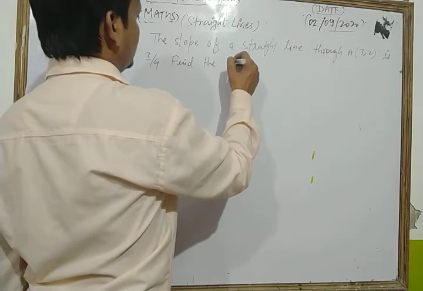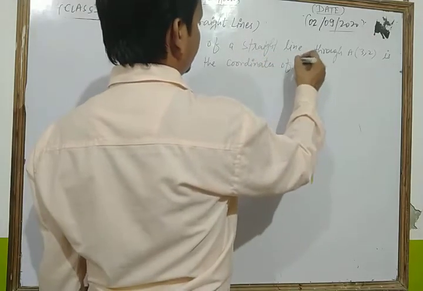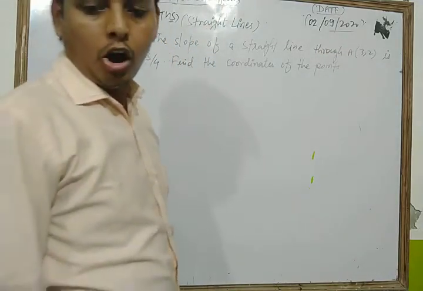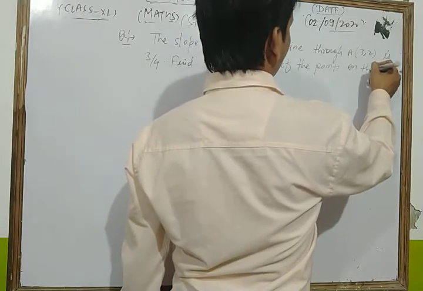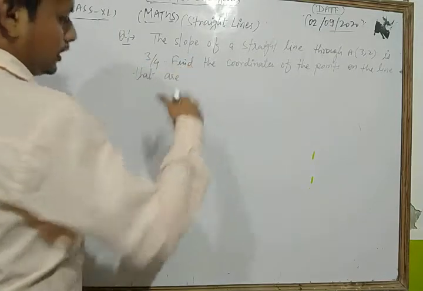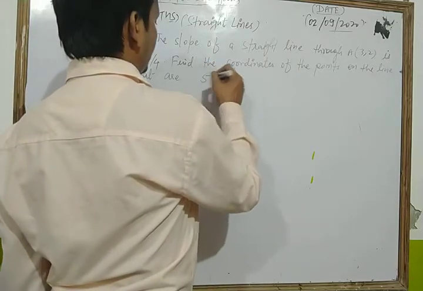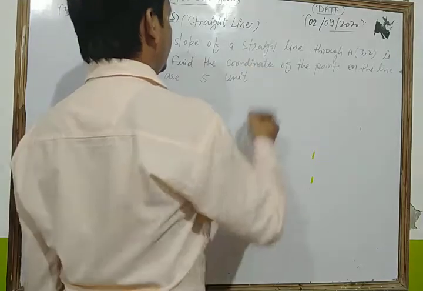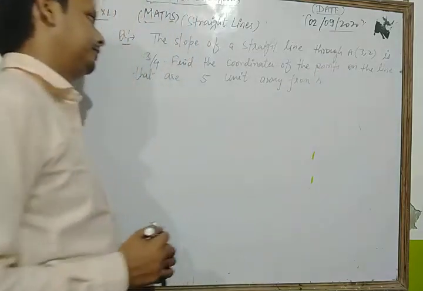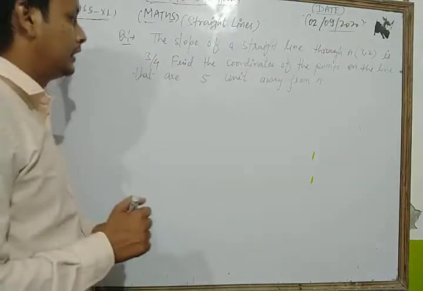Find the coordinates of the points on the line that are 5 units away from A. Okay, dear student, this is one of the most important questions of your topic. Let's see its solution.